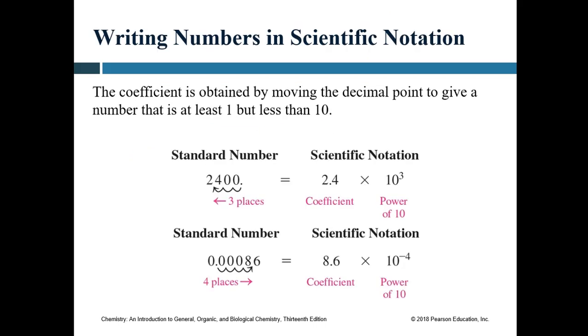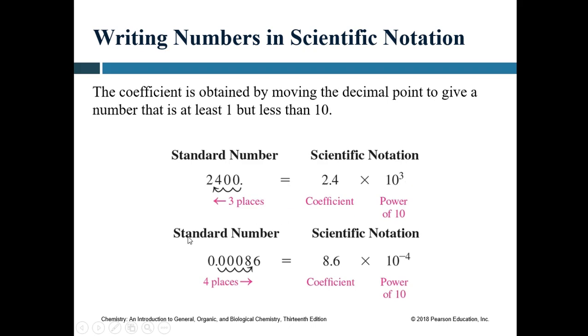The coefficient is obtained by moving the decimal point to give a number that is at least 1, but less than 10. So for example, if we have 2,400, we need to move our decimal 1, 2, 3 places, so it's 2.4. Then we ask, how many places did we move it? We moved it 3 places, so that's the power of 10. So 2.4 times 10 to the third.